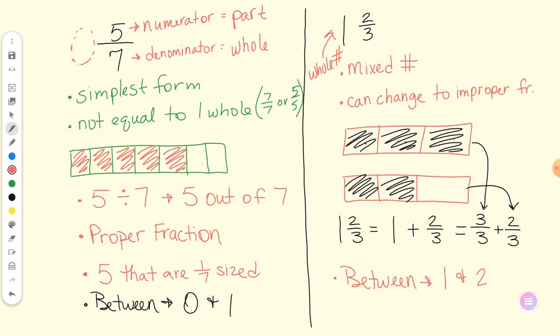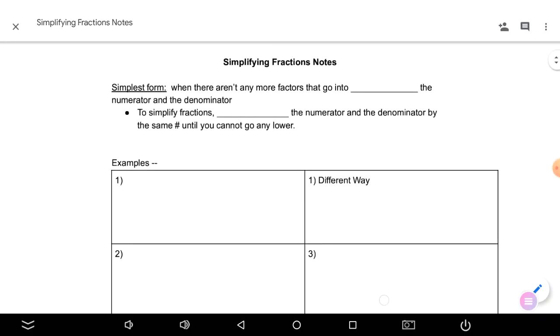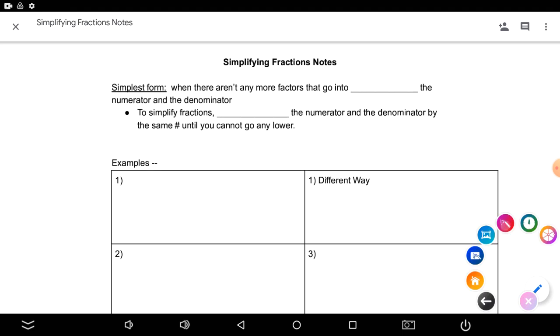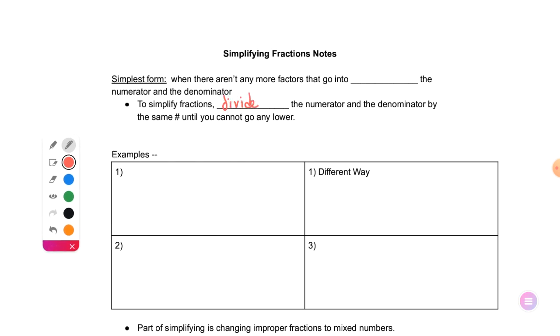Now let's flip it to the front. I have to pull mine back up. We'll zip right through these because this is all review. Simplest form: when there aren't any more factors that go into blank, the numerator and the denominator. Callan, what do you think? Let's read the next one too. To simplify fractions, blank the numerator and the denominator by the same number until you cannot go any lower. What do you think goes there, Callan? Divide. Okay, so let's fill in divide there. It is kind of worded funny, I agree. Who thinks they know what goes in that top blank? Nolan? Both. Good job.